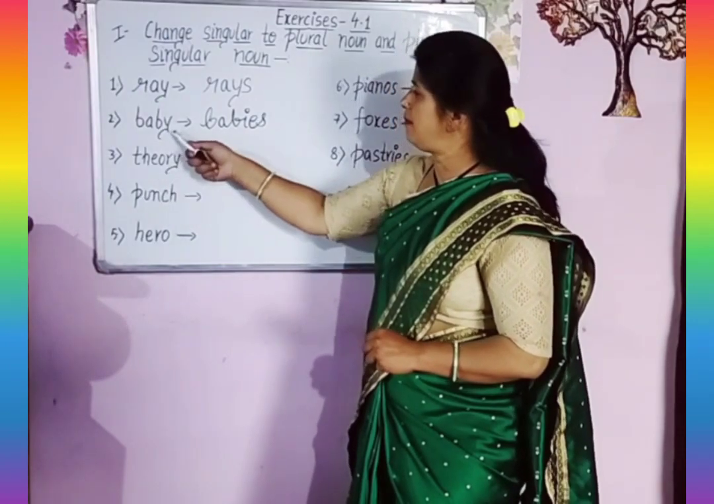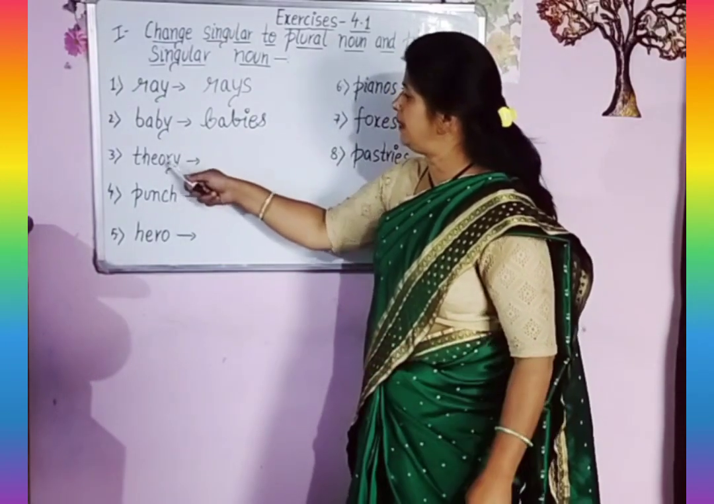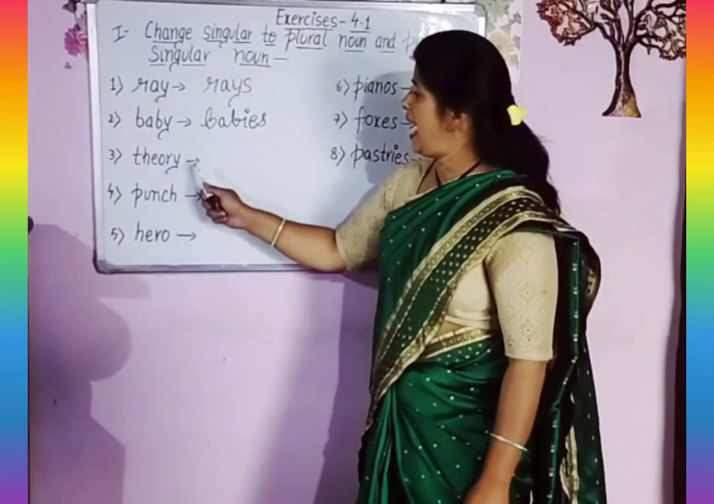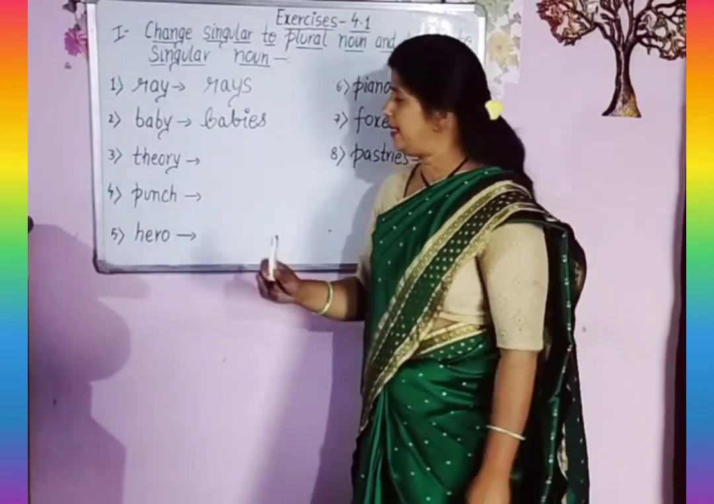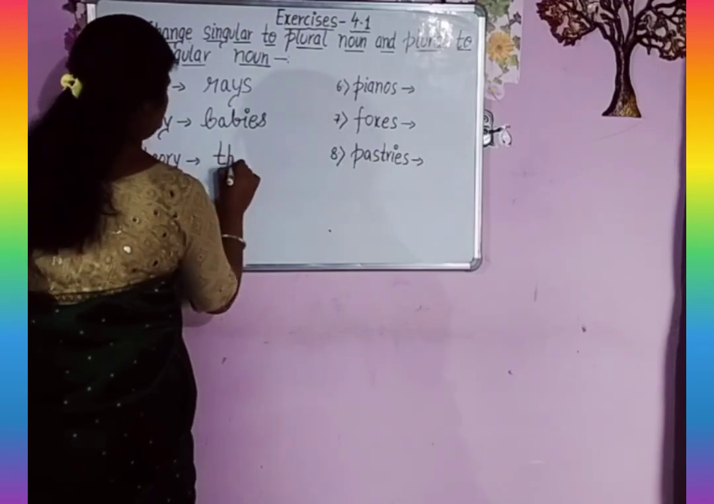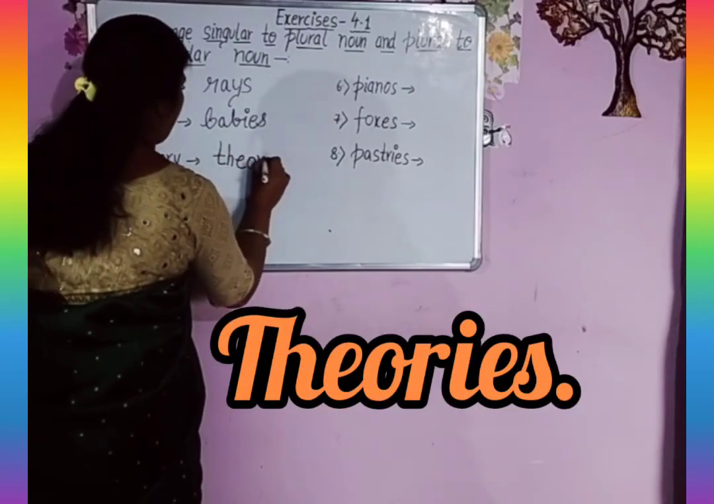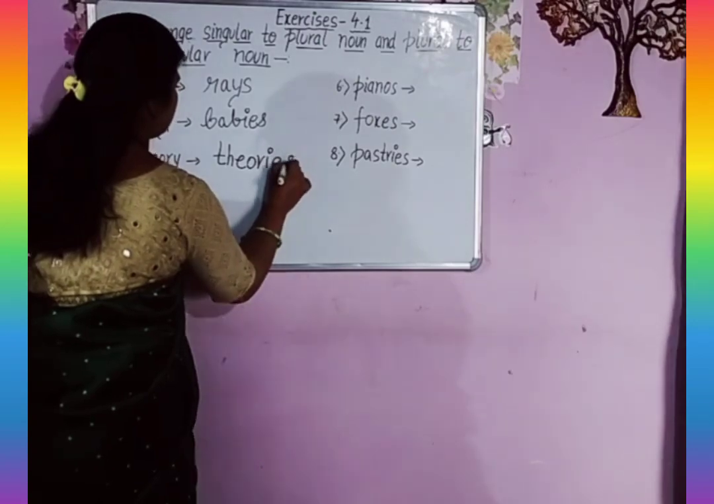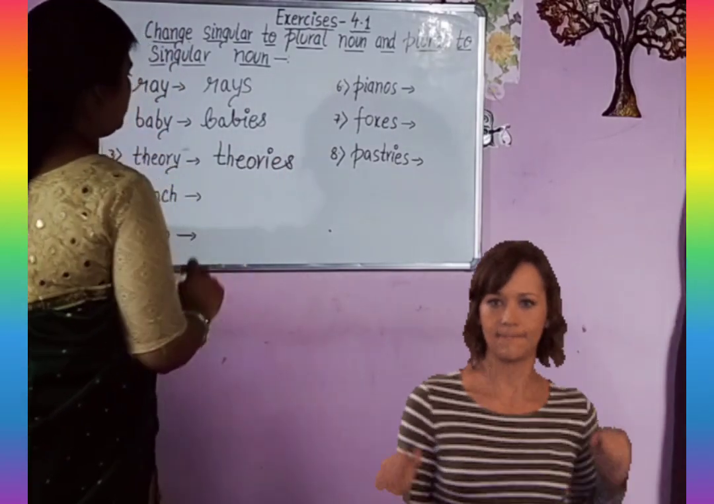Okay. Now similarly, see the third one, theory. It is also the same. The same rule will be followed because Y is at the end and before Y there is a consonant. So it will become theories, T-H-E-O-R-I-E-S. Okay? Y is replaced by I and ES is added.